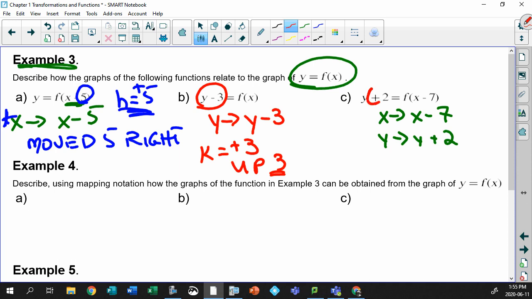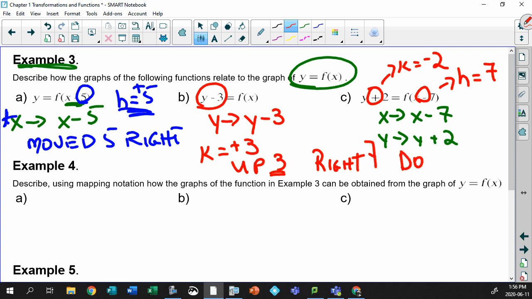In order to change this from a negative to a positive, this k value must have been negative to begin with. Okay? Notice how this is still a negative value, so that means that the h value has got to be a positive 7, which means that I moved right 7, down 2. The k value is negative and the h value is positive.